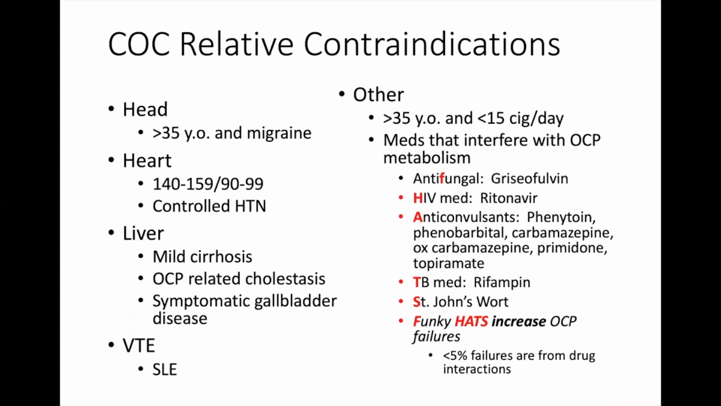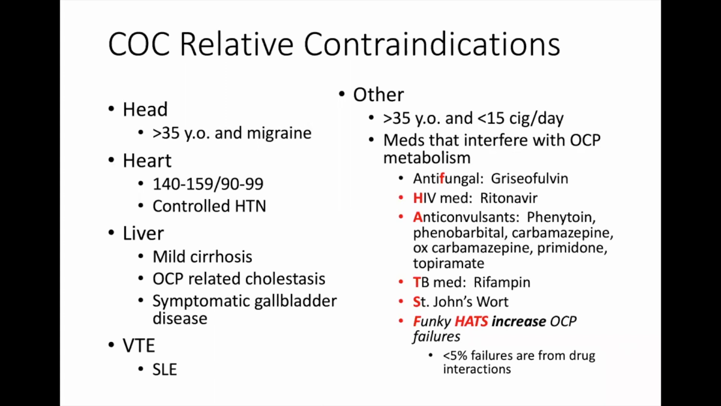Relative contraindications: if a woman is more than 35 and has migraine without aura, controlled hypertension, mild cirrhosis or OCP-related cholestasis, symptomatic gallbladder disease, a history of SLE, or if she's older than 35 and smokes less than 15 cigarettes per day. Those are relative contraindications. After that we have some medications that interfere with OCP metabolism.